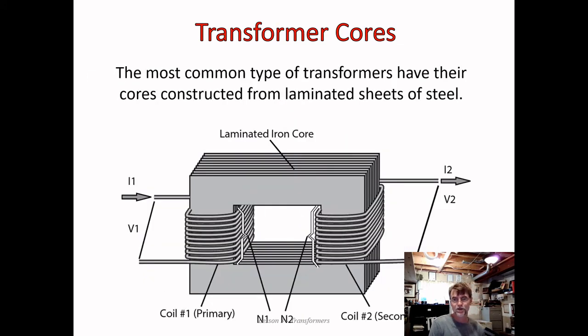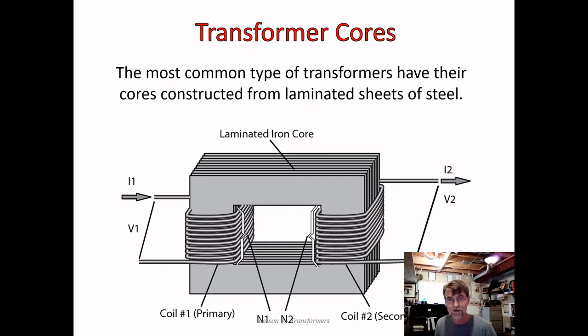So here we go. This image, it's a different picture, but we can see that it looks very much like the picture that we've already looked at. Most common type of transformers have cores constructed from laminated sheets of steel. Okay, so why is it a steel core or an iron core? Well, because it's highly permeable, okay, which means that it can focus those lines of flux. Okay, the magnetic lines of flux want to travel through that highly permeable material, which means this particular core is going to transfer those lines of flux from the primary coil over to the secondary coil without very much leakage.